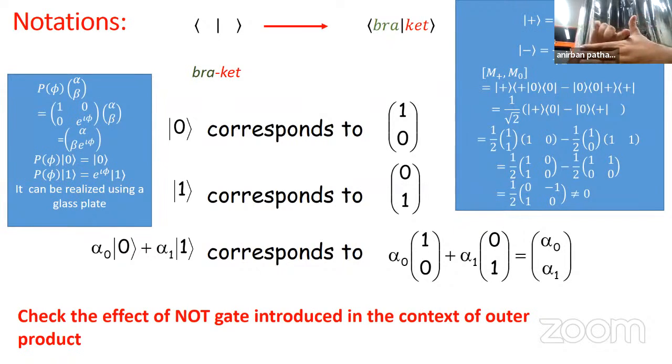So 0 and 1, you can think that 0 is horizontal, 1 is vertical. Look at my finger. And 45 degree, 135 degree is my plus and minus. So this is 1 by root 2, 1, 1. So these, plus and minus, are another basis.